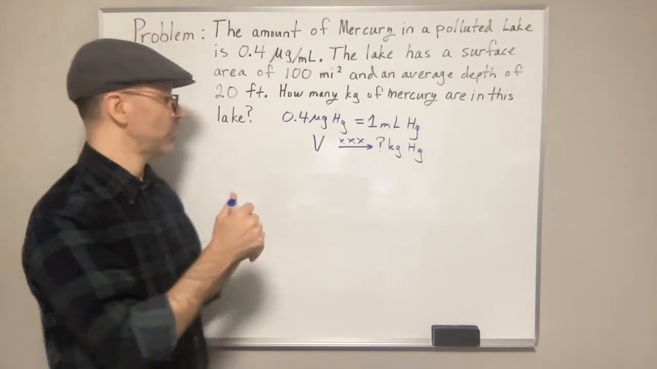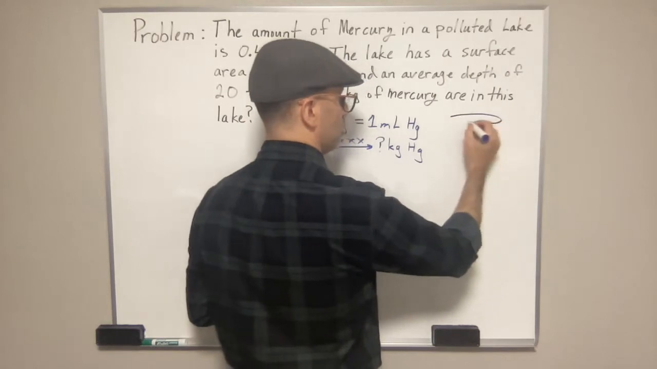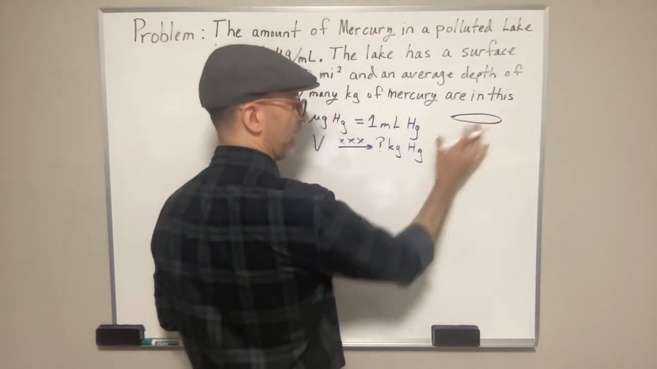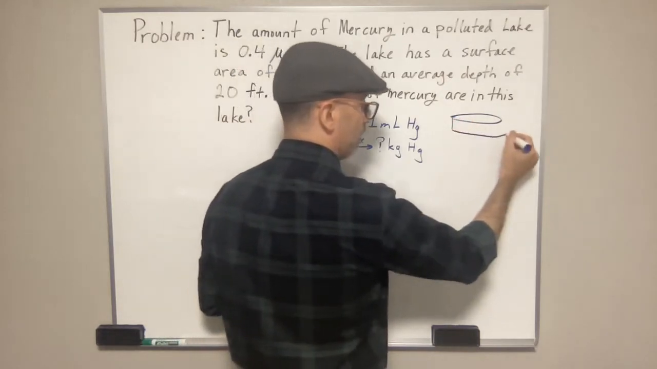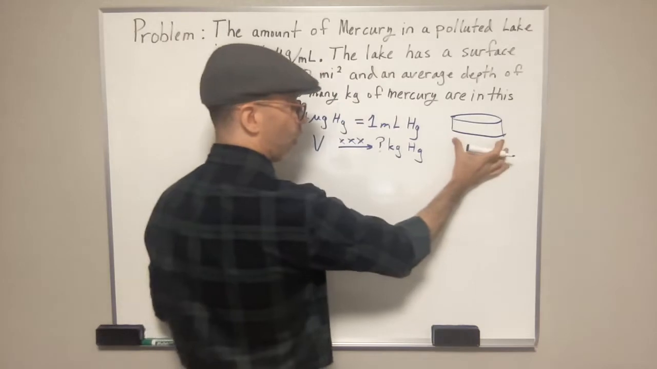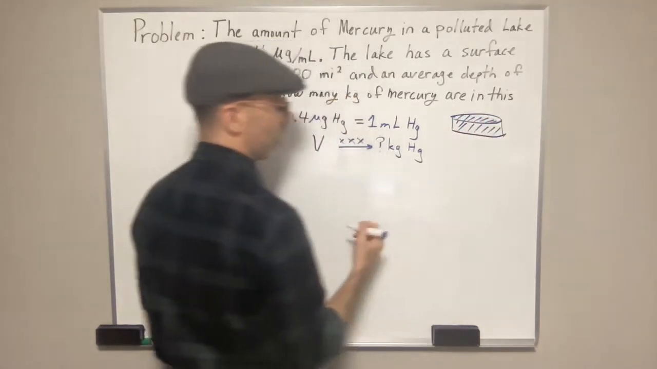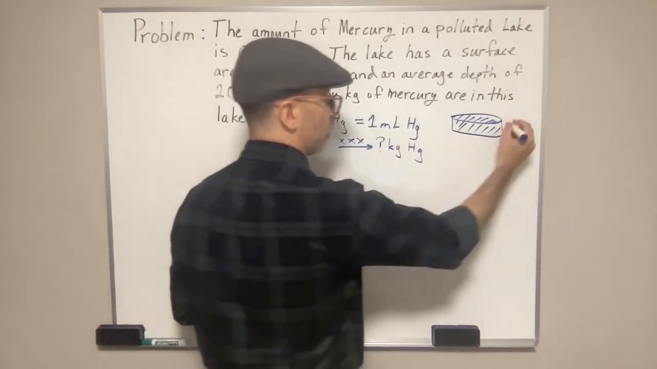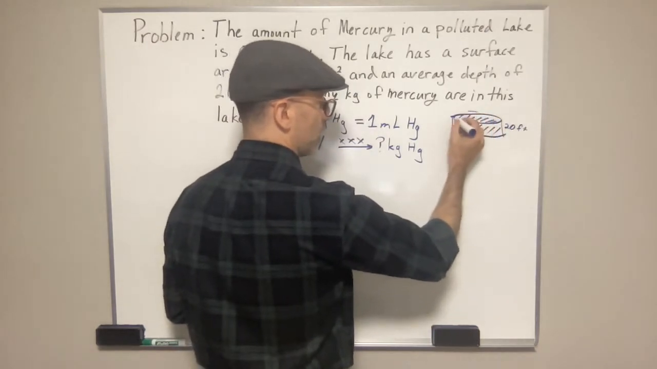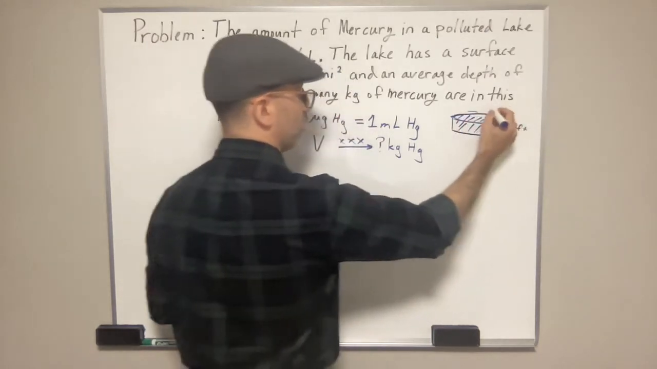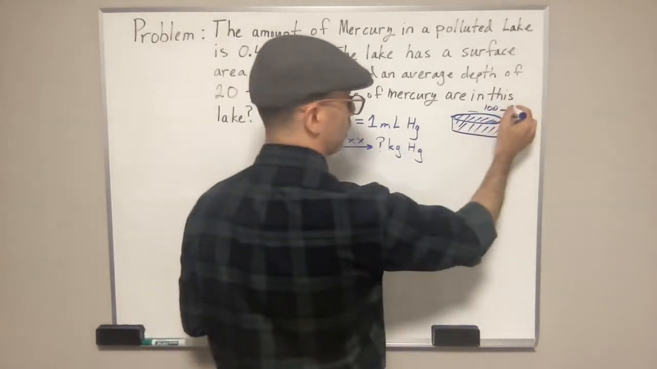If we draw a cylinder here, here's my lake. This is the surface of the lake, and if we were to go down to the depth, that would be our lake. This is water on our lake, and we're thinking of this as a cylinder. That's going to be 20 feet deep. And the surface area here, they're saying is 100 miles squared.